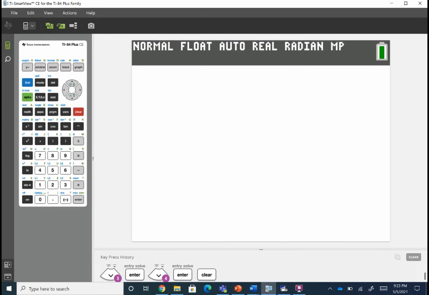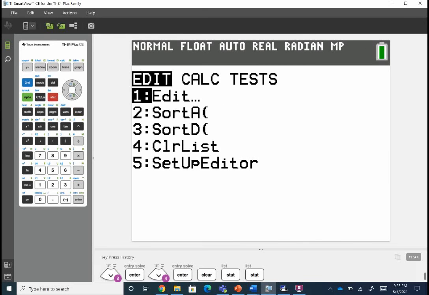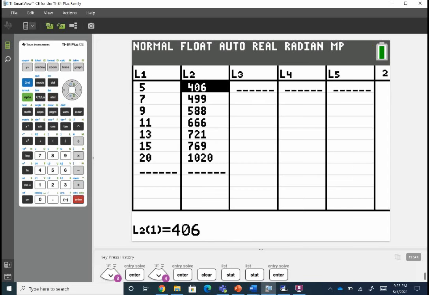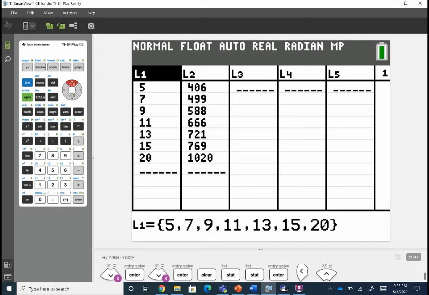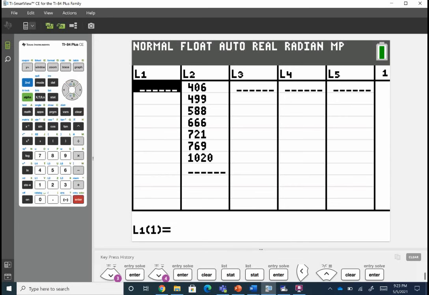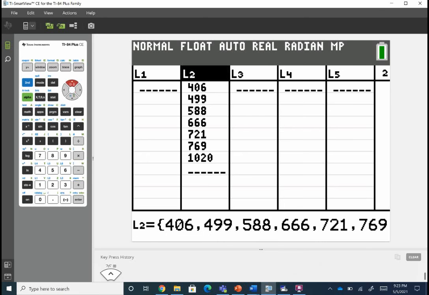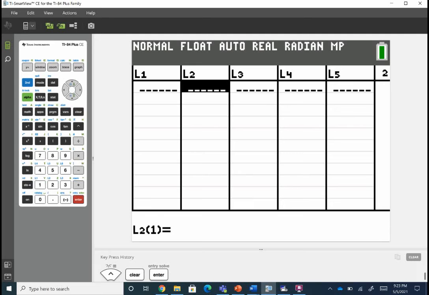When you turn on your graphing calculator, the first button you're going to press is the stat key. And we're going to choose option 1. We're going to edit. Use your arrow keys to highlight list 1 like it is on my screen. Press the clear button, press enter. Arrow over to do the same thing for list 2. Have list 2 highlighted like it is on my screen. Press clear, press enter.